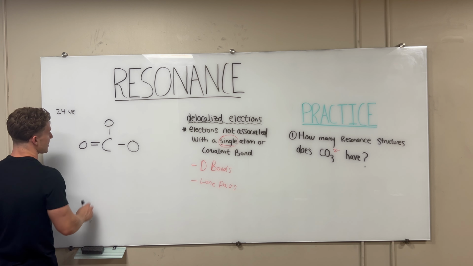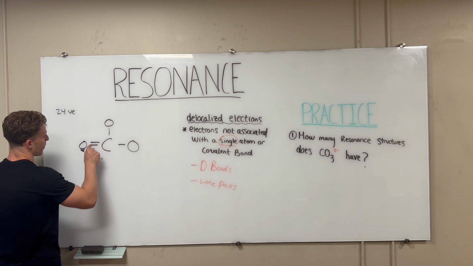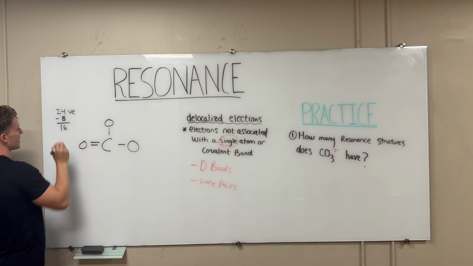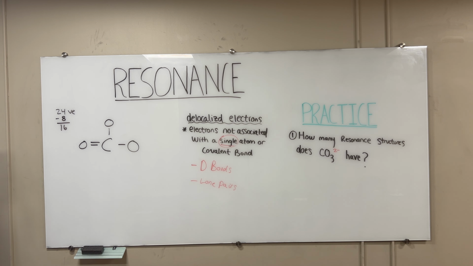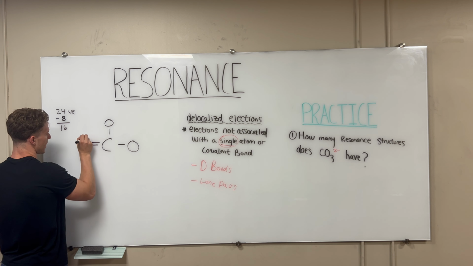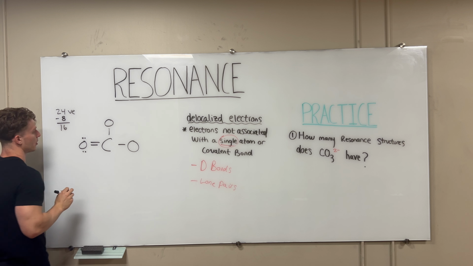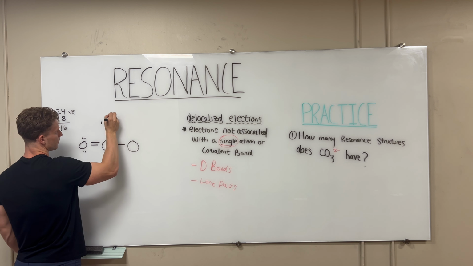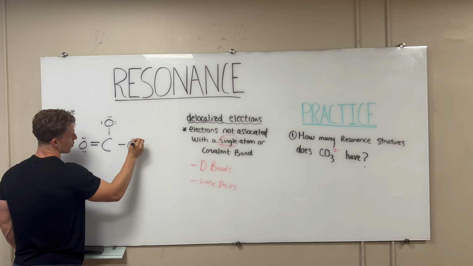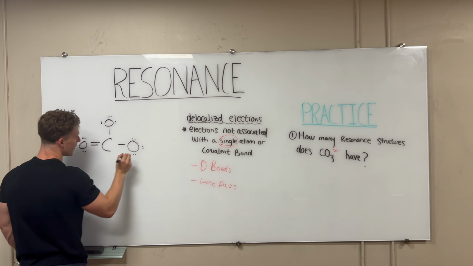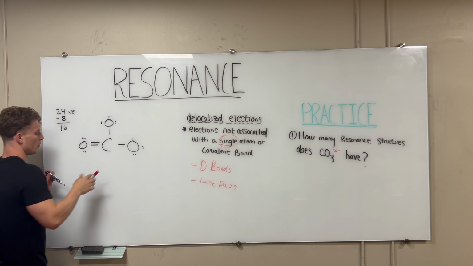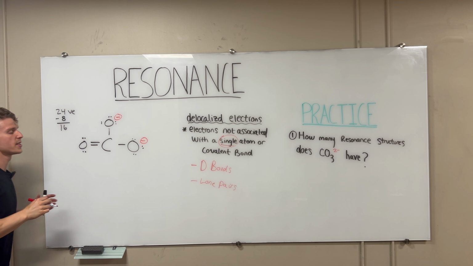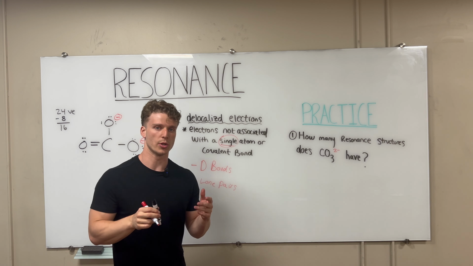So let's see how many electrons we have left to work with. We've used 2, 4, 6, 8. So we have 16 left. So this oxygen, to complete its octet, so it has 8 total electrons, we can give it 2 lone pairs. We know the rest of them, or these other 2 oxygens, I should say, let's give them 3 lone pairs each. And that should successfully create our CO3 2- Lewis structure.